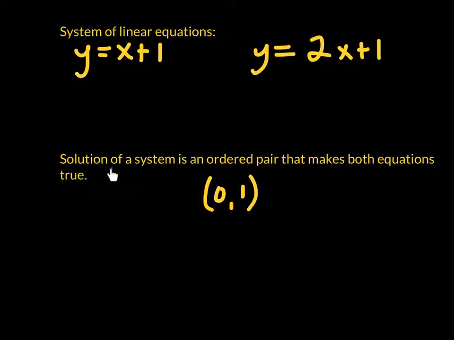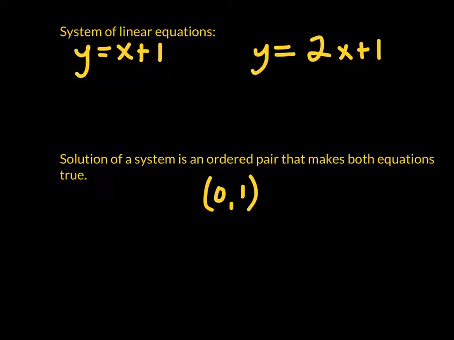The other term we have is the solution of a system is an ordered pair that makes both equations true. So an ordered pair that when you plug it in, both of them will be true. I've made both of these up, and this 0, 1 should solve both of these and make them both true. Let's test it out and try.